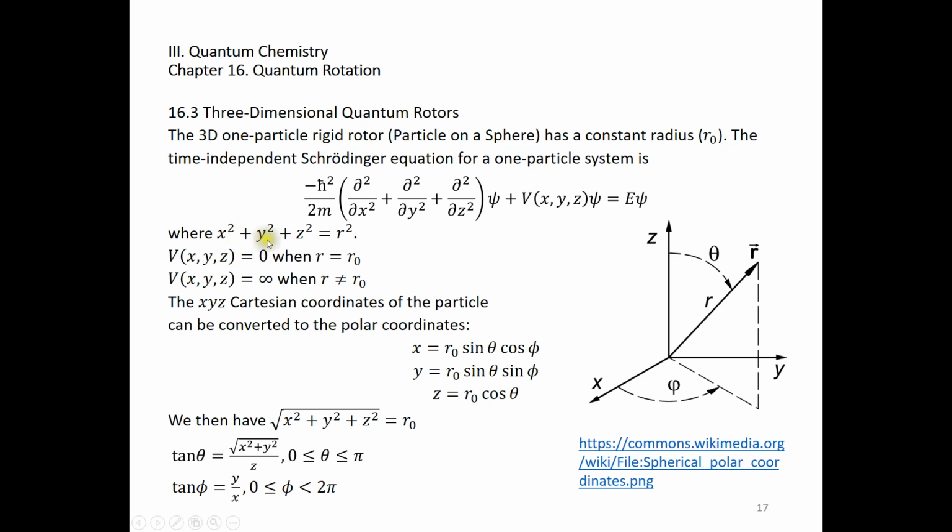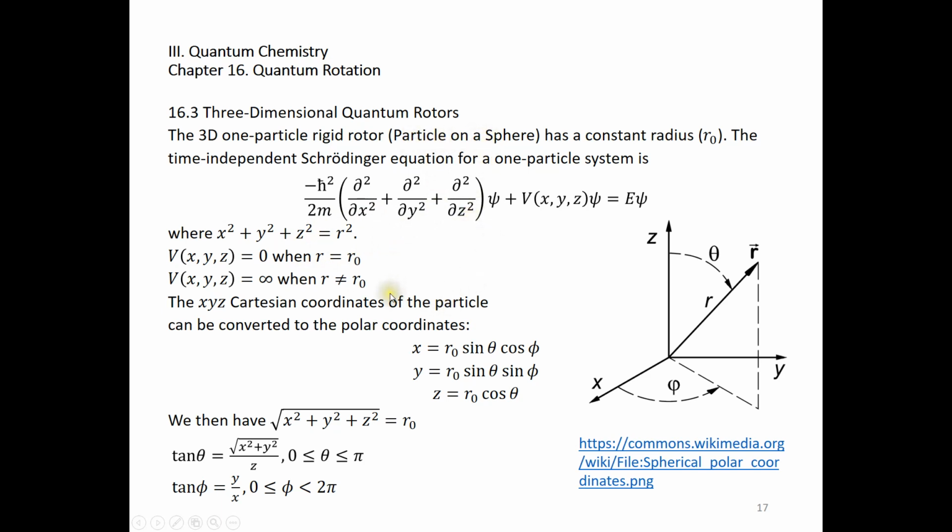X squared plus Y squared plus Z squared is equal to R squared. V is 0 when R is equal to R0. V is infinity when R is different from R0. That ensures the particle stays on the sphere. So this problem sometimes is also called quantum particle on a sphere.